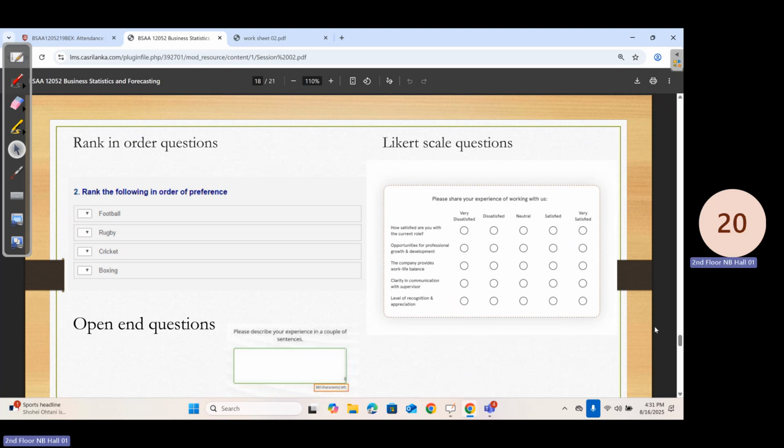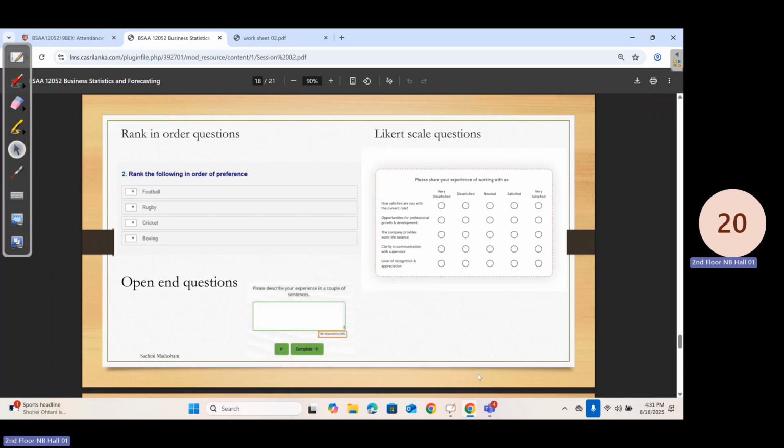Then the last one is open-end questions. Open-end questions means here we only include the question. No choices are there. The respondent can write anything related to the question. Normally in the questionnaire, the last question asks you to write your comments. This is an open-end question. There are no suggestions; you need to write the answer for the particular question.